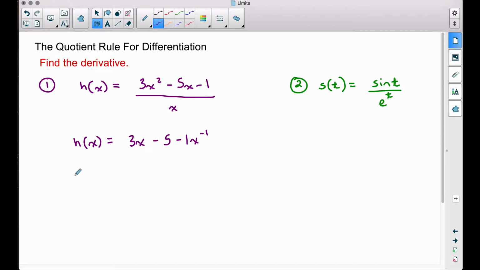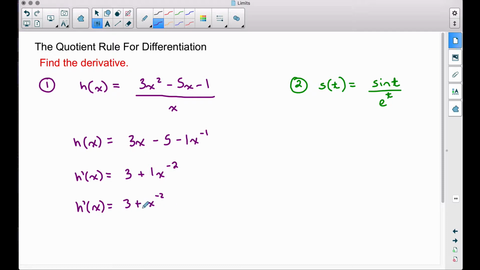And now we can find the derivative by simply doing our basic differentiation rules. H prime, the derivative of 3x is 3. The derivative of negative 5, that's a constant, so that is 0. And then the derivative of this one using our power rule, negative 1 times that negative 1 gives us plus 1, x to the negative 2. Remember, you have to subtract 1 from the exponent, so be careful there. Therefore, our derivative, cleaning it up a little bit, we get 3 plus x to the negative 2.